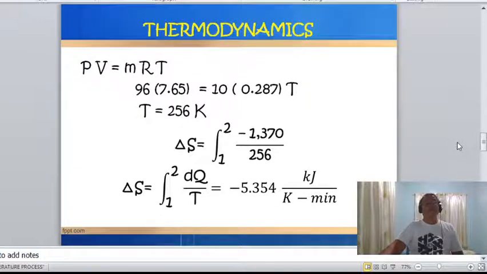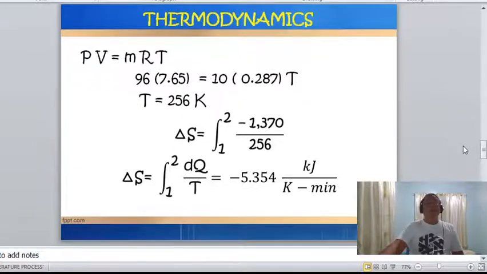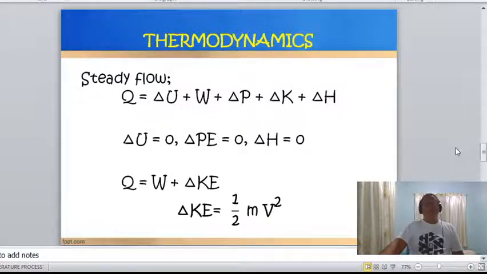So that is for non-flow process. Take note that steady flow is also required. So getting now the equation for steady flow energy, or SFEE, steady flow energy equation, where Q is equal to delta U plus W plus delta P plus delta K plus delta H. But delta U is equal to 0, delta P is equal to 0 also, and delta H is equal to 0. Therefore, Q is equal to W plus delta K.